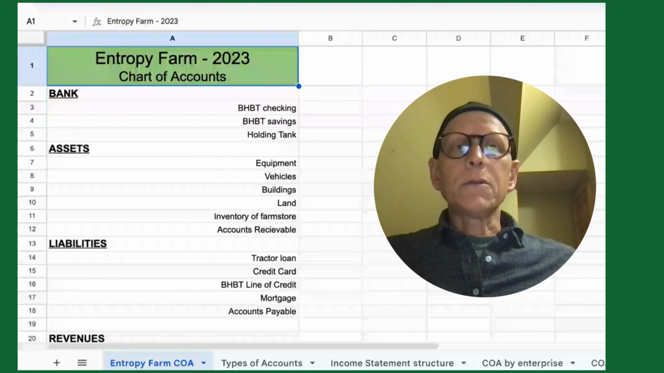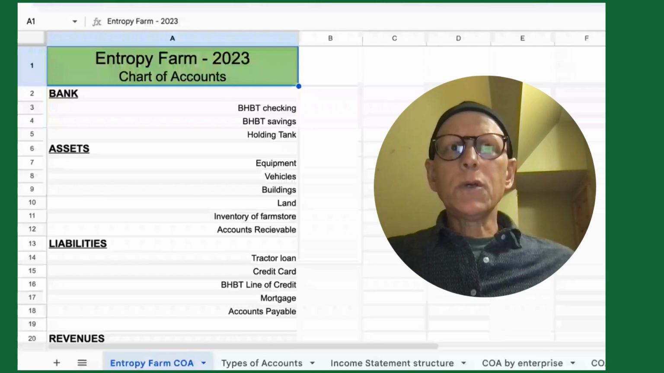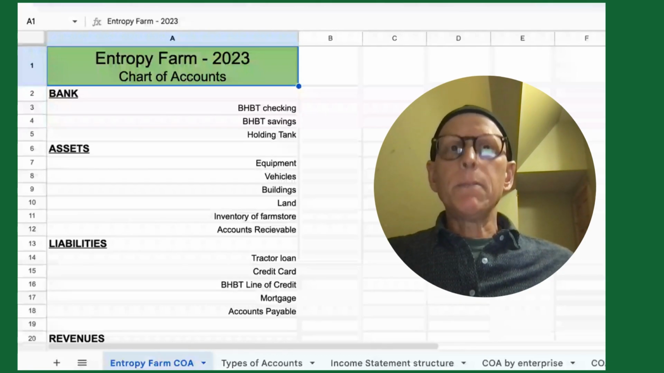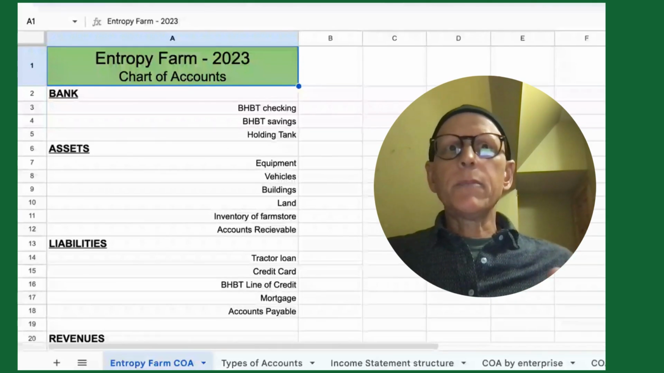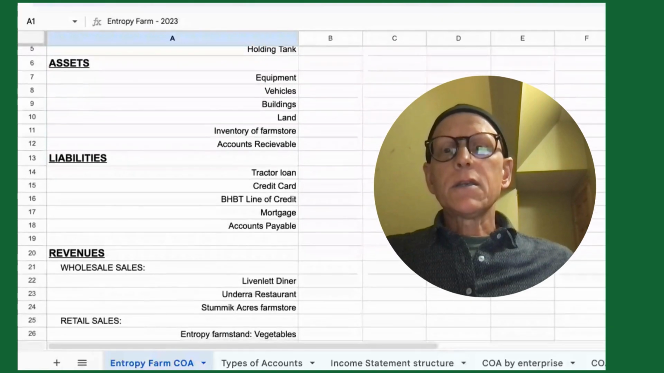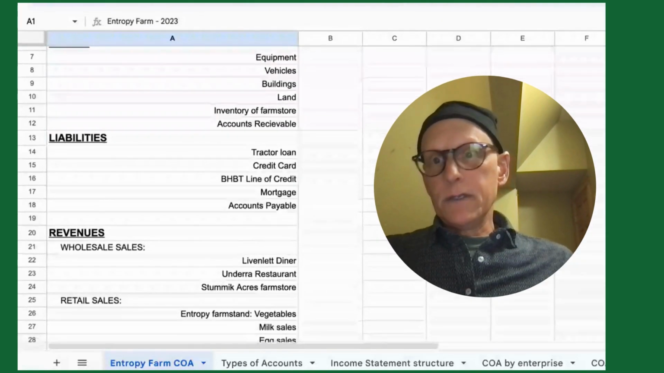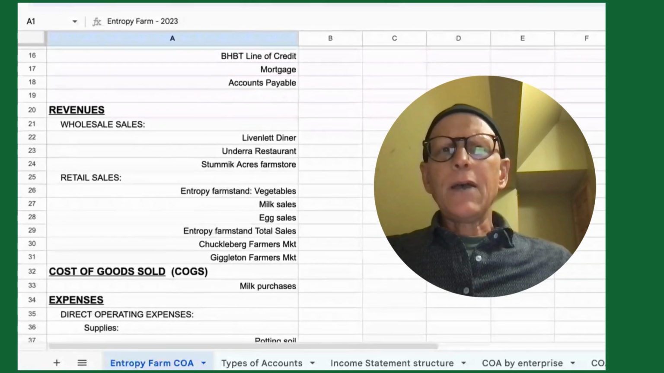So, your chart of accounts is a list of all the different categories used to organize all the financial components that make up your farm business. These include your bank accounts, your assets and liabilities, as well as your income, expenses, cost of goods sold, and some other types of transactions. And this may be a very long list. For Entropy Farm here, it's our example. It's got at least 60 different accounts.